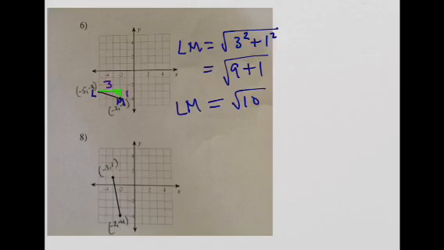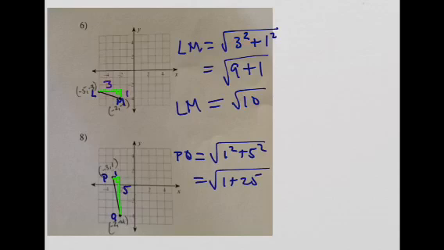Number 8 we did in class, but I'll just do it here quickly. Going down this way. So this is 1. And it's 1 above, 4 down, so that's 5. And we'll call it P and Q again. So PQ is the square root of 1 squared plus 5 squared. So that's going to be 1 plus 25, square root of 26, and that's your PQ.